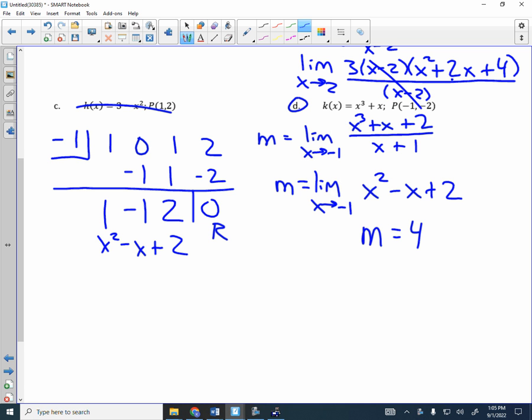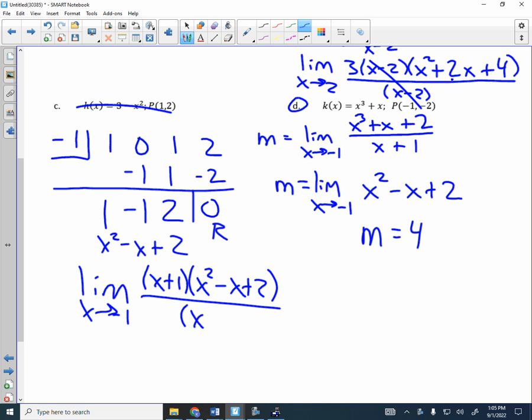What's the question? Okay, all right, so I didn't write it out. I'll show you one more time. This thing up here, we actually learned that it factored. Limit as x goes to negative 1 of x plus 1 times x squared minus x plus 2 all over x plus 1. We learned the top does factor, factors to that. And we canceled that off, so we're just left with that. That's what happened to it.